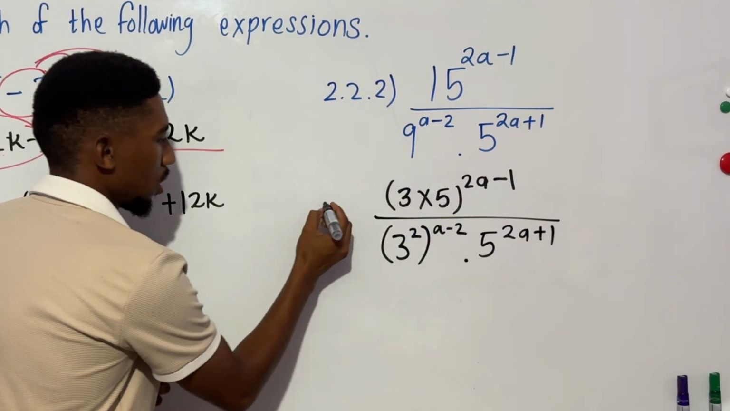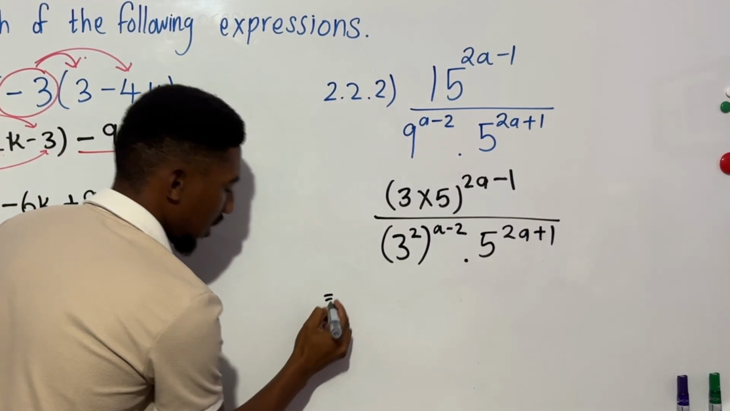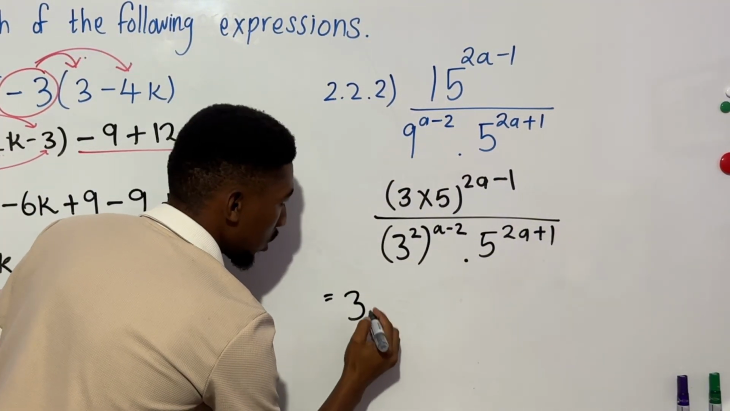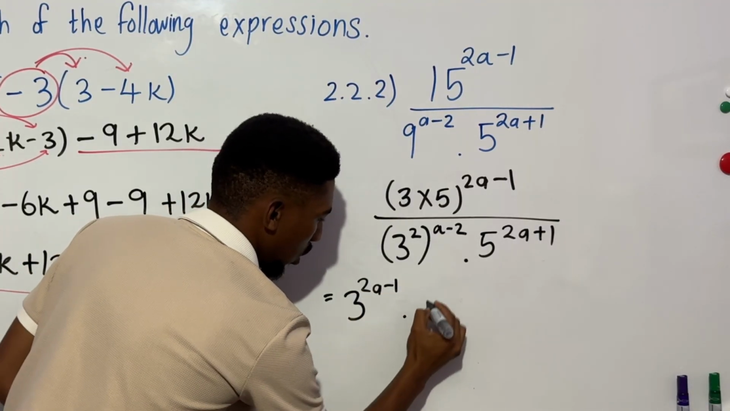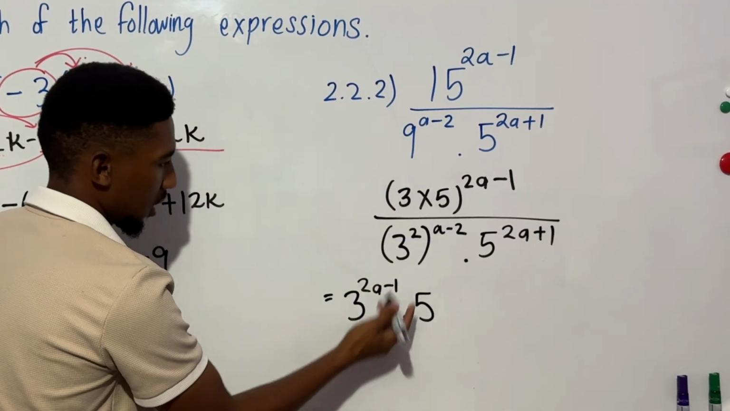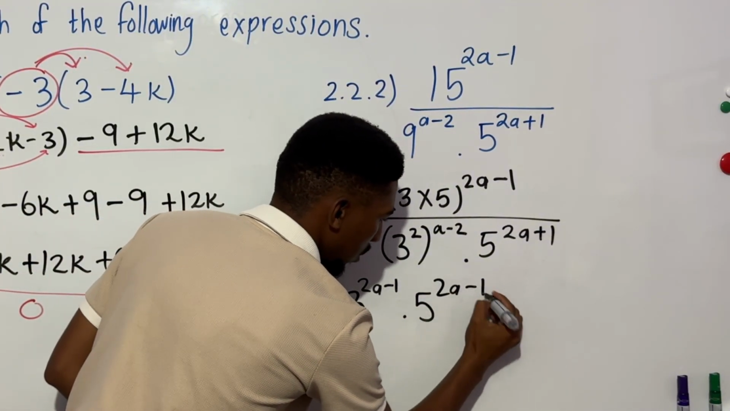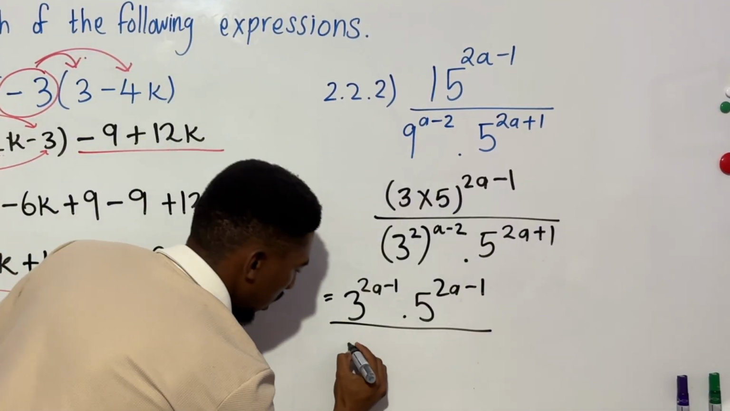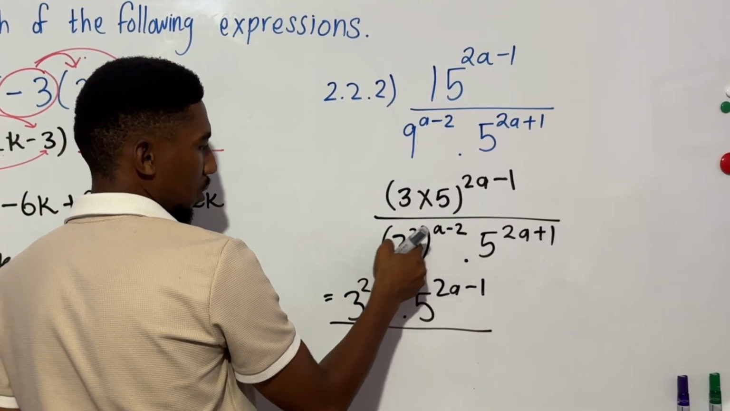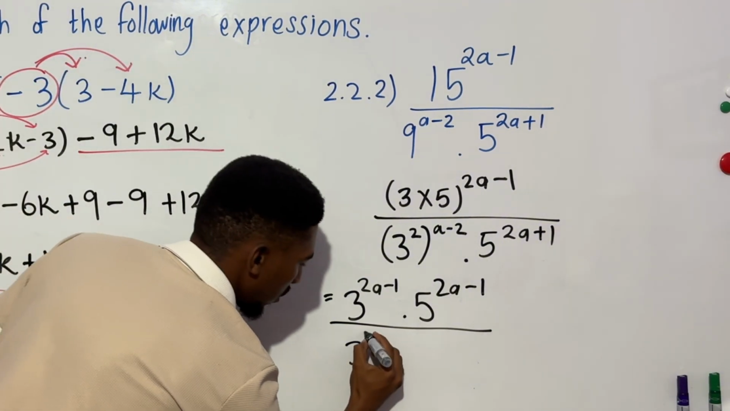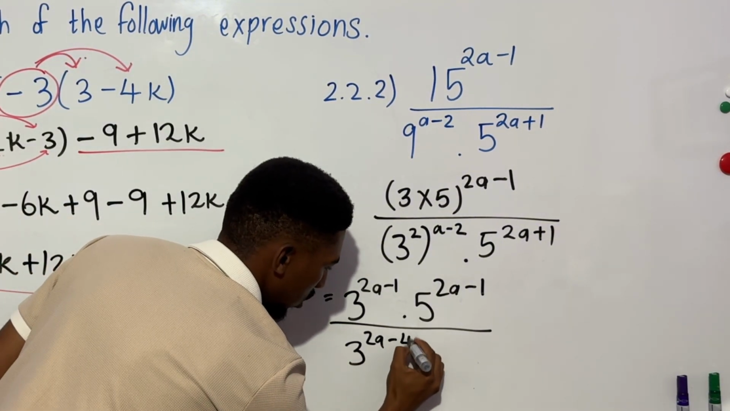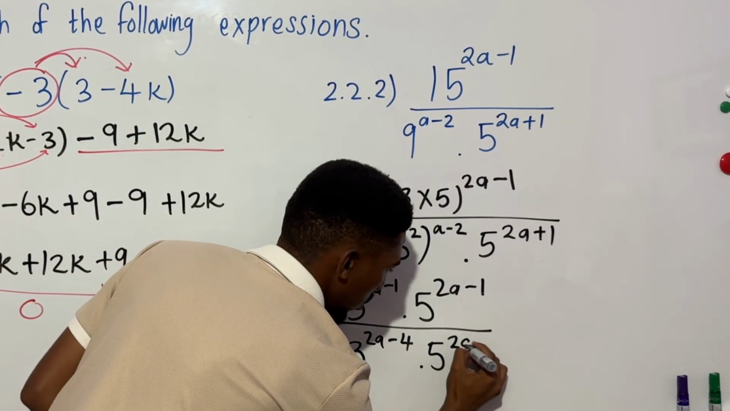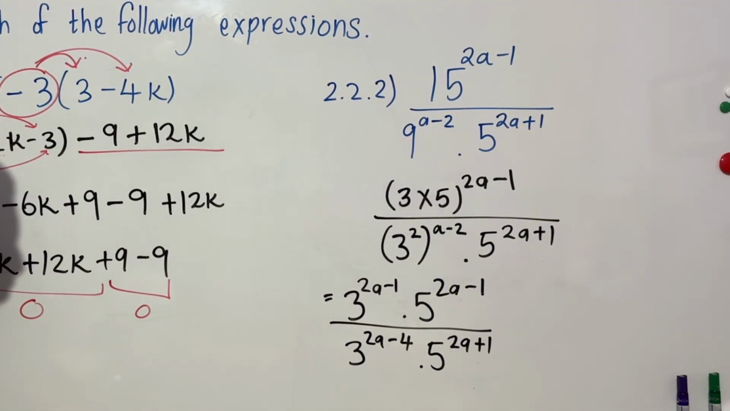Now, we try to simplify even further. These exponents need to go to their bases. So we have 3 to the power of 2a minus 1, dot 5. The dot is just a multiplication. 5 to the 2a minus 1. Those exponents go to each of the bases. All over. Now I have 3. This 2 gets multiplied with each and every exponent on the outside there. We have 2a minus 4. Very important there. Dot 5 to the 2a plus 1.